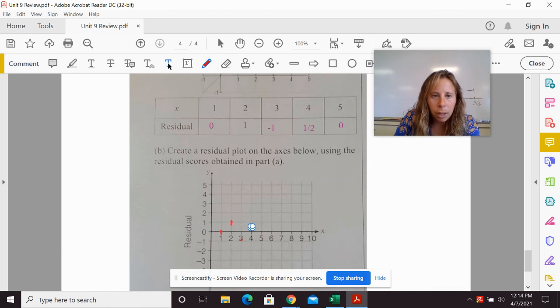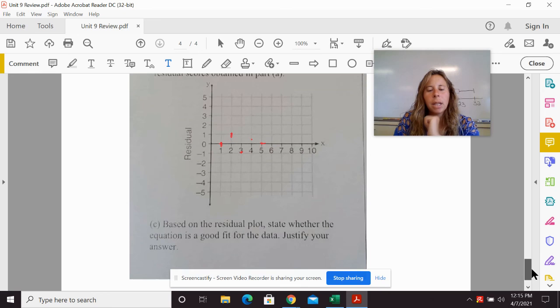Ooh, that's not going to be big enough. Make it, well, that's fine. And then the last one, when x is 5, the point was right on the line, so that means it's 0 away. So 5 and 0. Okay, there we go. And that's it. That's all you have to do for B.